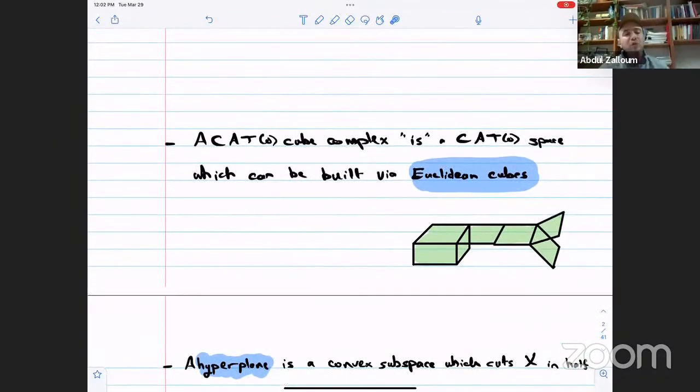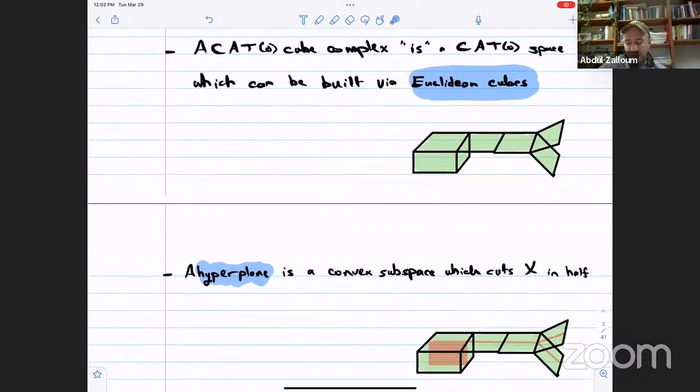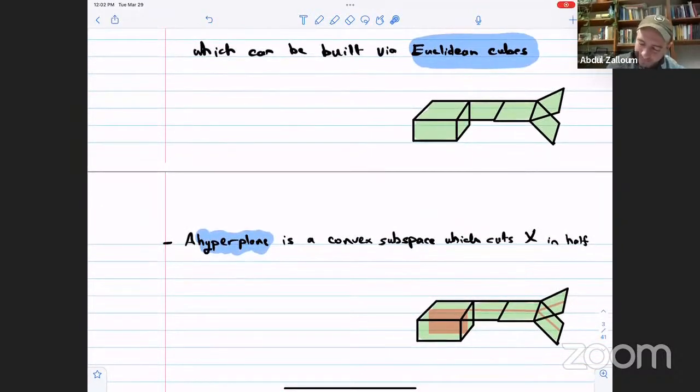Now, given a Cat0 cube complex, you can define what's called a hyperplane. A hyperplane is a convex subspace of the Cat0 cube complex which cuts it in half. It cuts it into two pieces, a right piece and a left piece. So for example, this red piece here is a hyperplane in this Cat0 cube complex.